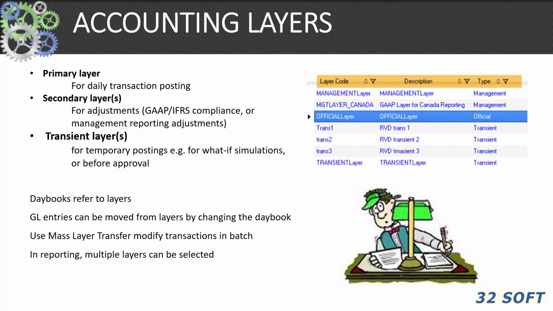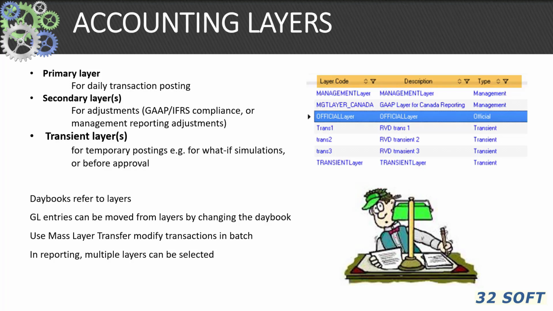In QAD EE, on the financial side, there are three what are referred to as accounting layers. These accounting layers consist of the primary layer for daily transaction posting, a secondary layer for adjustments, such as the IFRS, International Financial Reporting Standards, compliance, and some management reporting adjustments, and then a third layer for transient or temporary posting, which can be used as a what-if simulation before approvals. Daybooks refer to these layers.